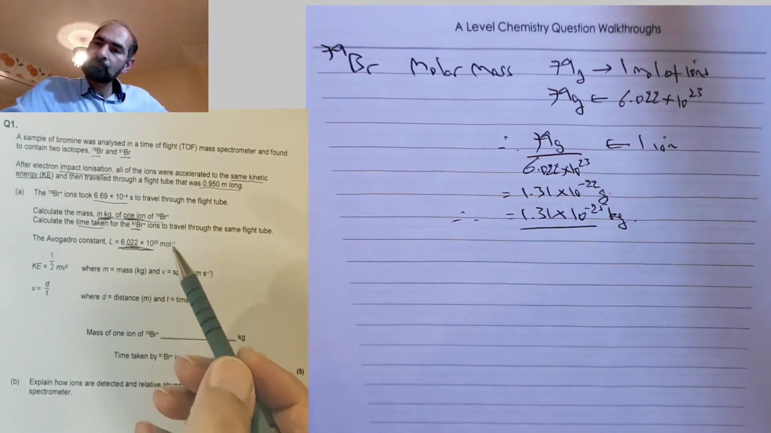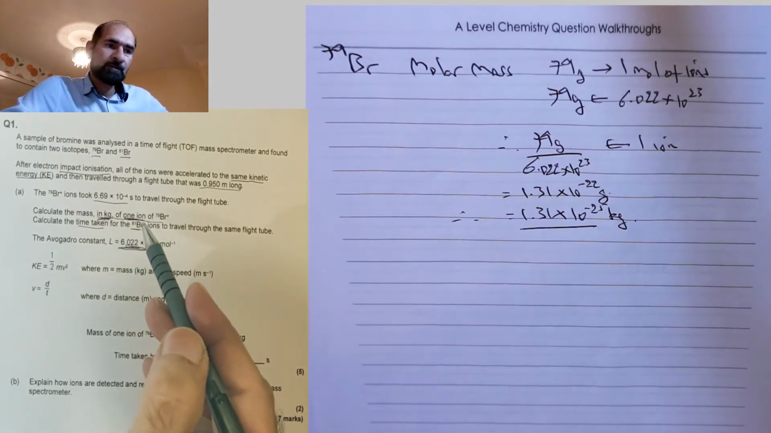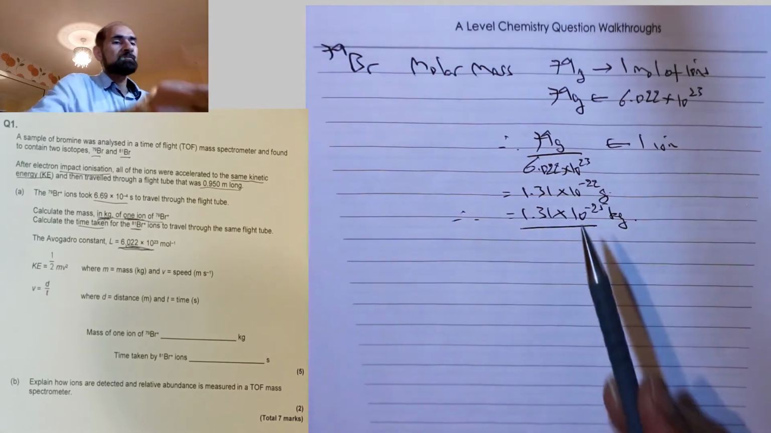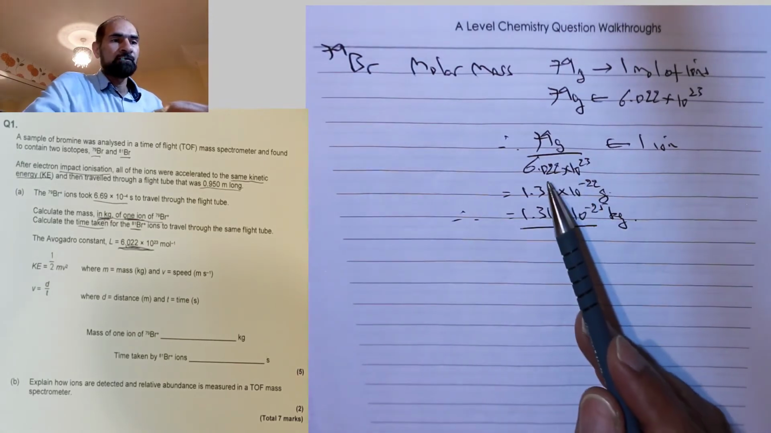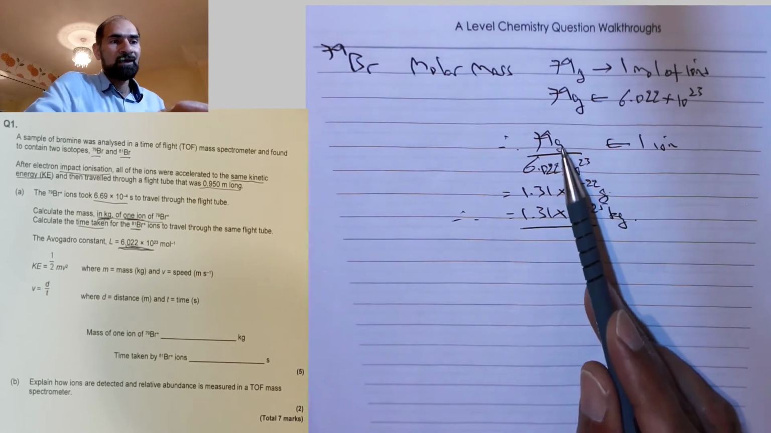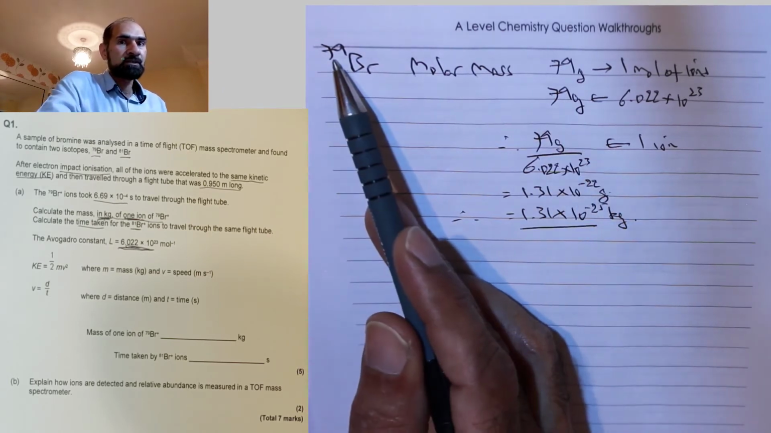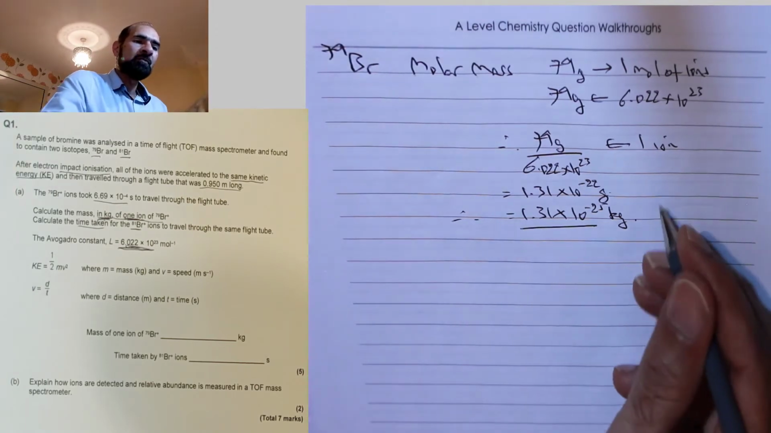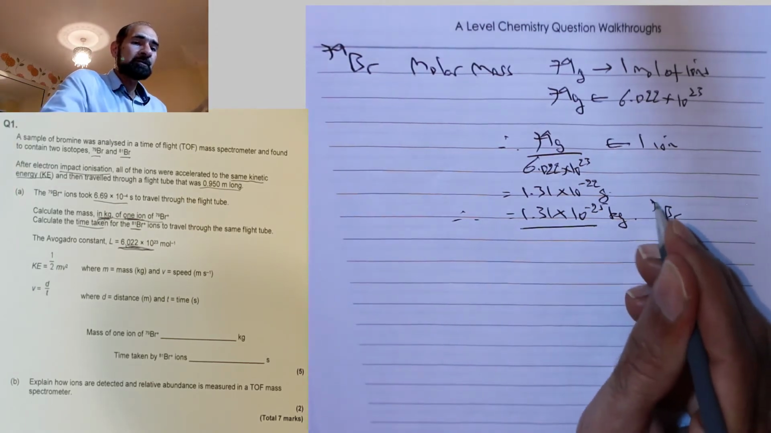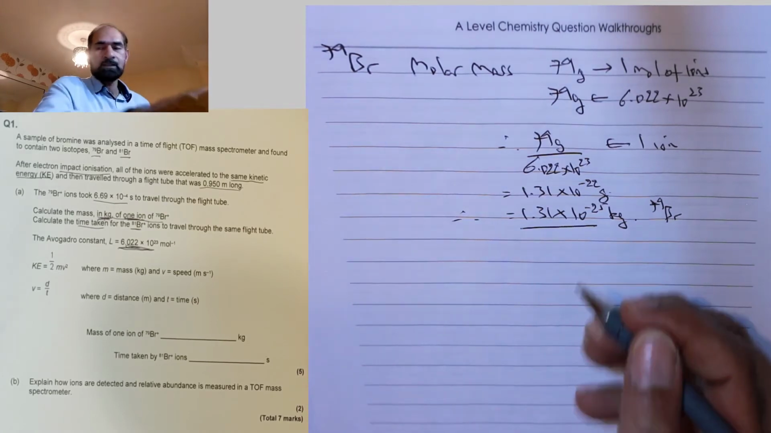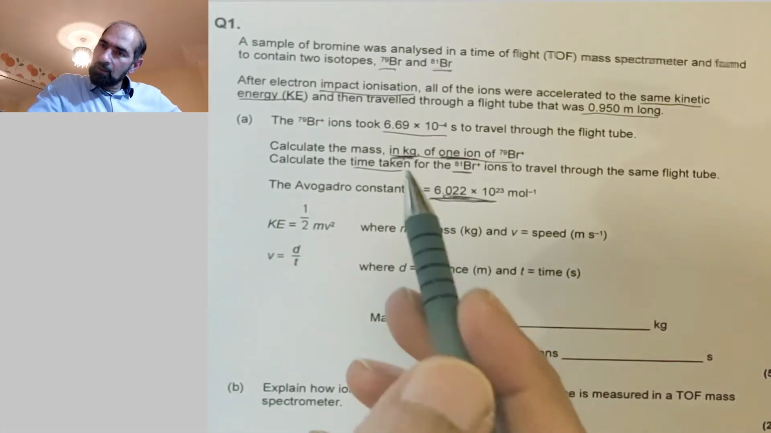Calculate the mass in kilograms. Apparently a lot of students did get that right. Some students obviously just did 79 divided by Avogadro's number and left it there. But they didn't realize that mass is in grams, not kilograms. So anyway, you now have the mass of bromine 79 in kilograms, and I guarantee you might have to use that somewhere later. So that's one question done.